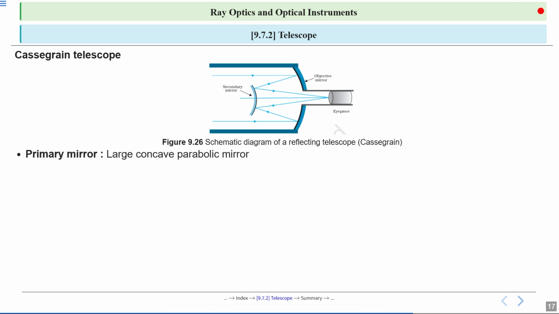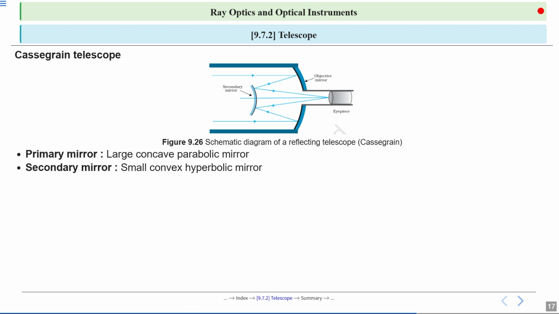The secondary mirror in a Cassegrain telescope is a small convex hyperbolic mirror. This mirror plays a key role in redirecting the light back through the primary mirror. The shape of the secondary mirror is specifically chosen to help focus the light more effectively, contributing to the telescope's compact design. One of the main advantages of the Cassegrain telescope is its long effective focal length despite its compact size. This means it can provide high magnification without being physically large, making it easier to handle and use.